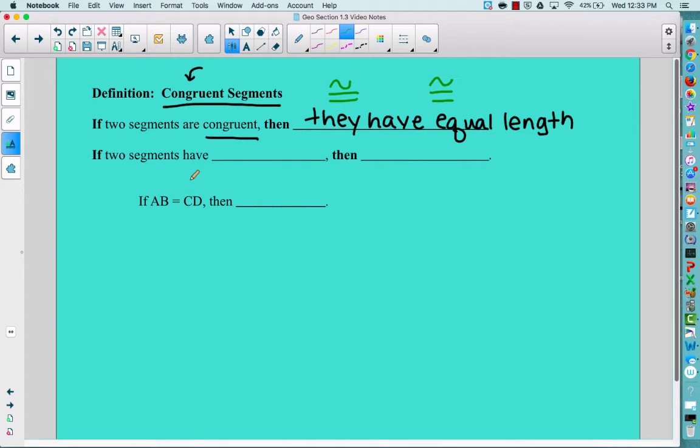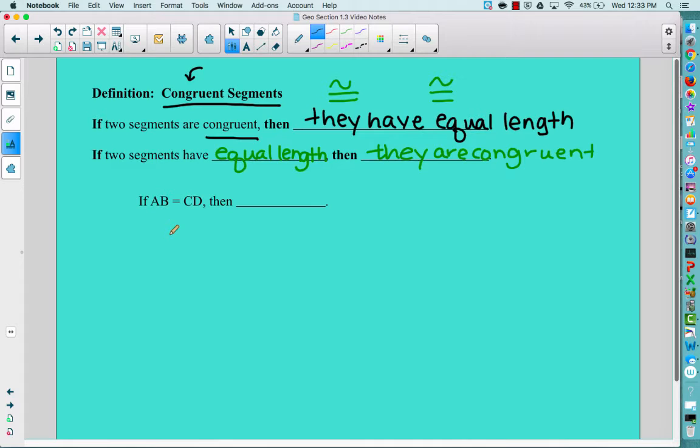Okay, if two segments have equal length, then we're allowed to say that they are congruent. Notice that I just flipped those statements around. If they are definitions, then I'm allowed to do that, and it should work either way.